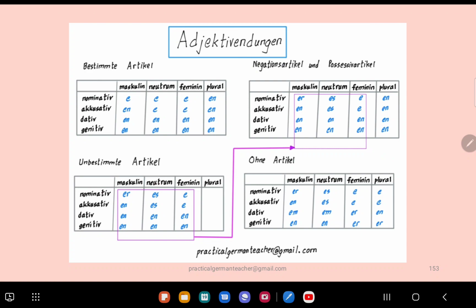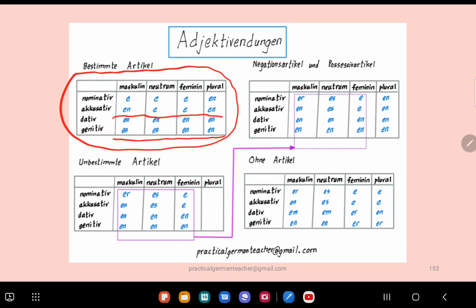How do you draw the table for the bestimmte article? Whenever it is dative or genitive, it's en. Whenever it is plural, it's en. Feminine, the rule still remains the same: you have e. Only here there are some changes. Neutrum, here it was s, here it was s, here it is e. Here you have to be careful. Then for accusative it's en, for masculine it is e. So I hope you can remember that.